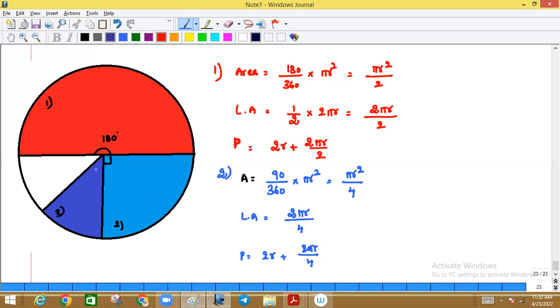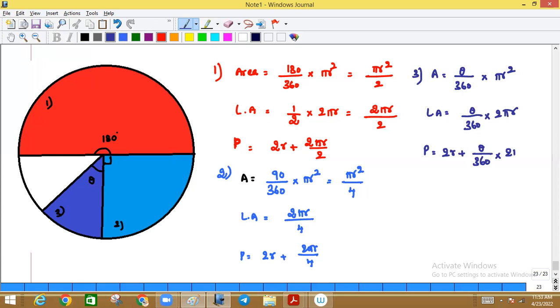Third one. We don't know the angle, let it be theta. Can you tell me for theta, what is the area? Area is equals to theta by 360 into what? Pi r square, right? Length of arc, theta by 360 into what? 2 pi r. Perimeter, 2r plus length of arc. What is length of arc? Theta by 360 into 2 pi r.